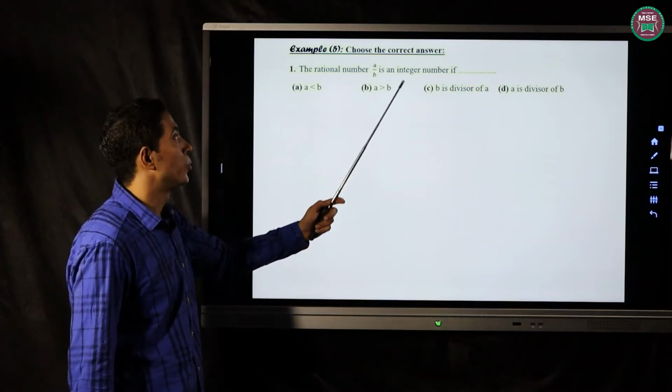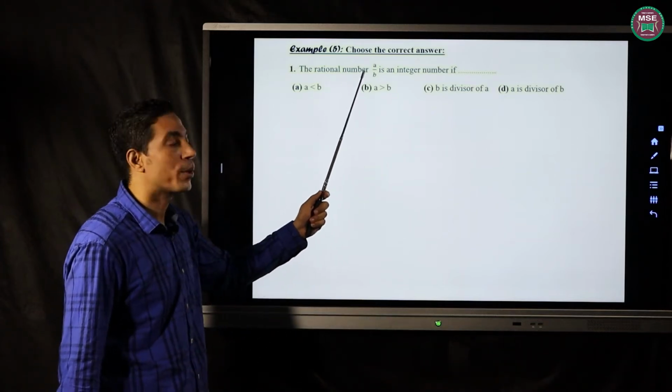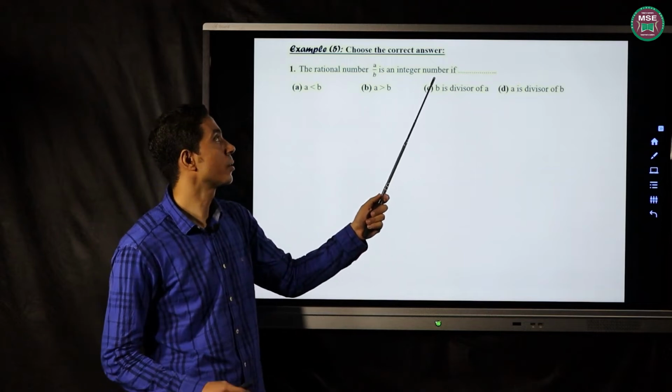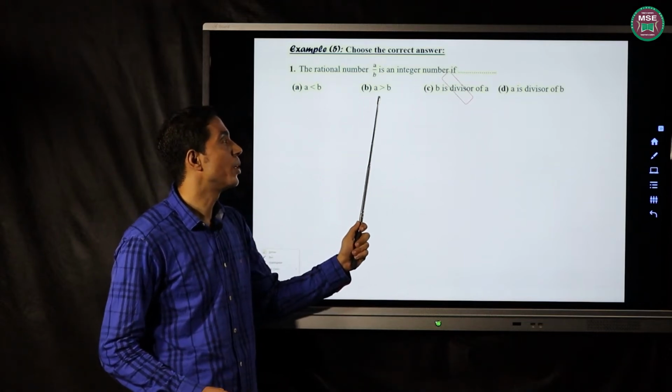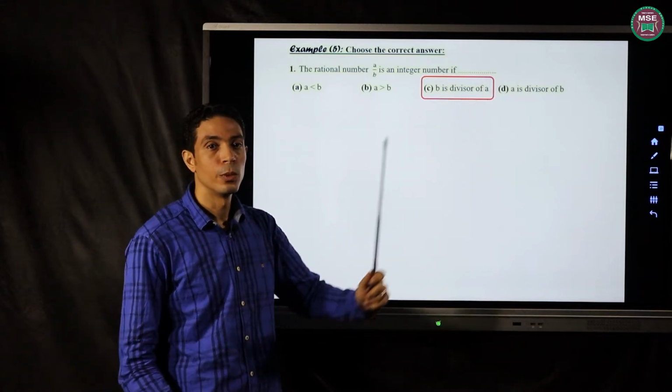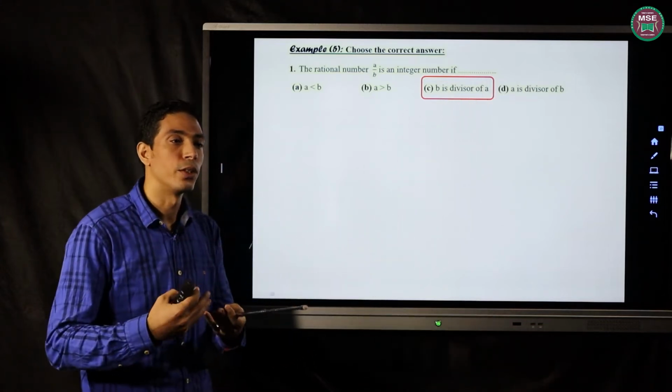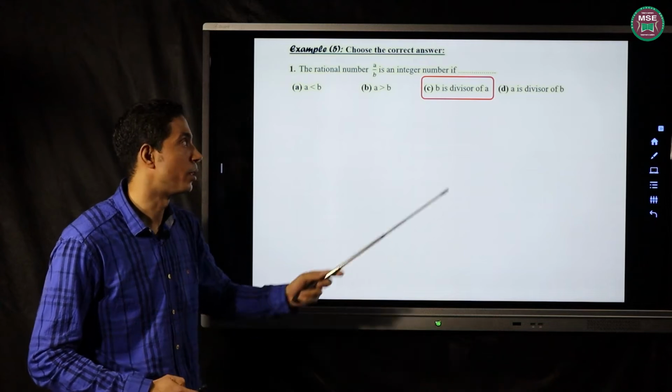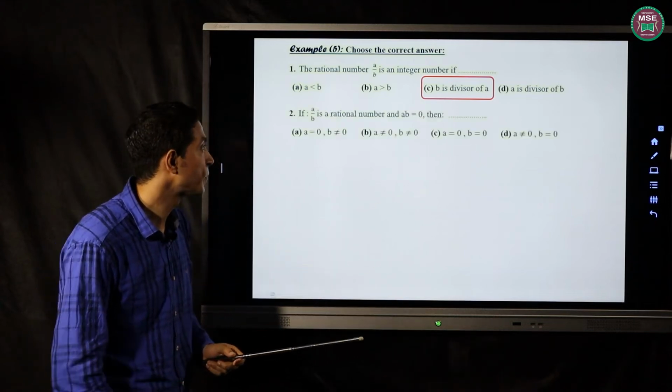Example number 5: choose the correct answer. The rational number a over b is an integer if a is less than b, a is bigger than b, or b is a divisor of a, which means a can be divided by b. This is the correct answer.